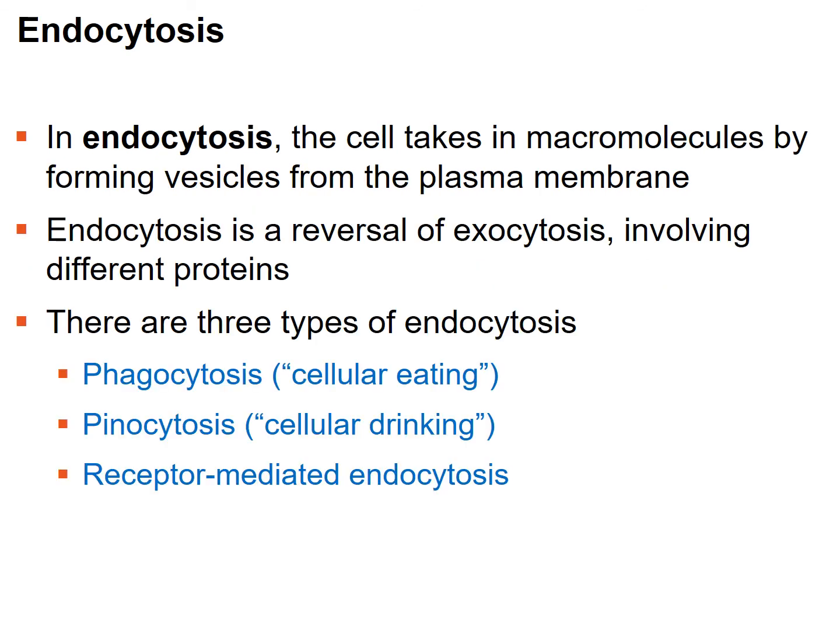Endocytosis is basically just the opposite. So the cell takes in macromolecules and other things by forming vesicles at the plasma membrane. So endocytosis is just basically the reverse of exocytosis, but involves different proteins. There are three types of endocytosis. There's phagocytosis, pinocytosis, and receptor-mediated endocytosis. Phagocytosis can be nicknamed like cellular eating, and you'll see why in just a moment. Pinocytosis is like cellular drinking, and receptor-mediated endocytosis is just something altogether special.